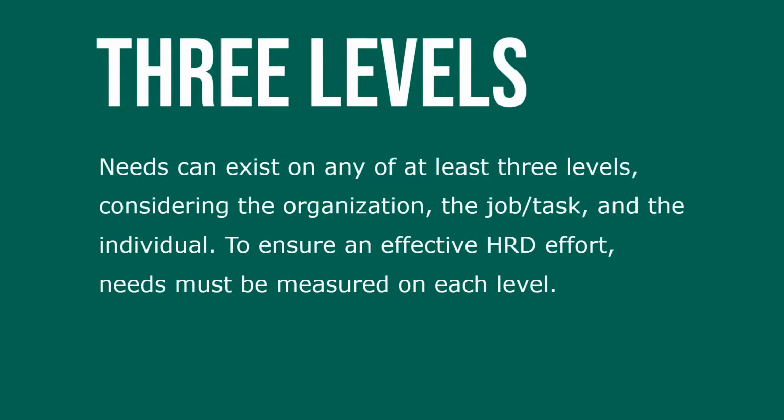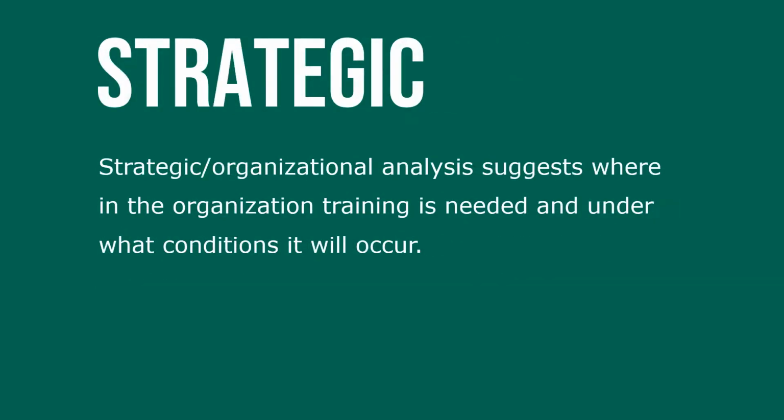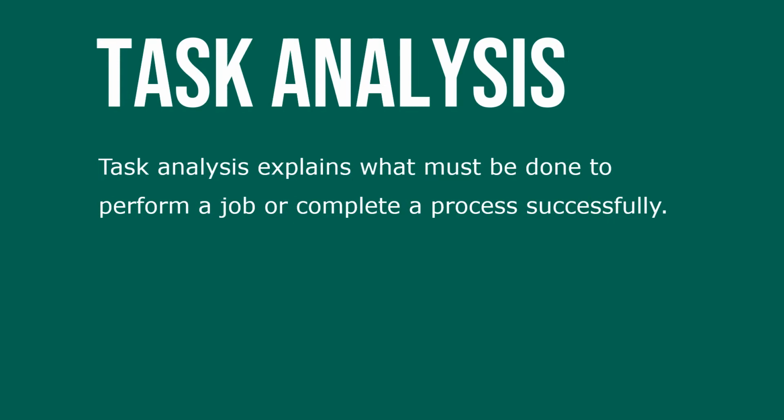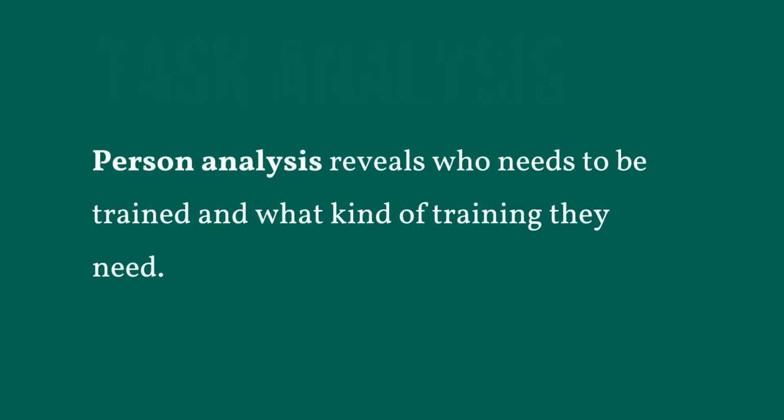Needs can exist on any of at least three levels, considering the organization, the job, and the individual. To ensure an effective HRD effort, needs must be measured on each level. Strategic or organizational analysis suggests where in the organization training is needed and under what conditions it will occur. Task analysis explains what must be done to perform a job or complete a process successfully. Person analysis reviews who needs to be trained and what kind of training they need.